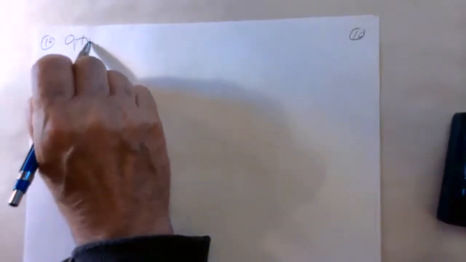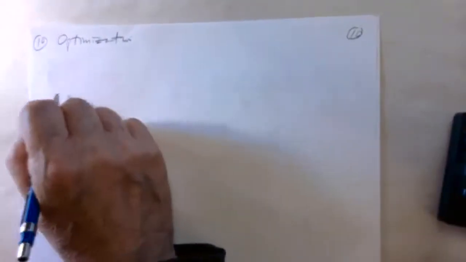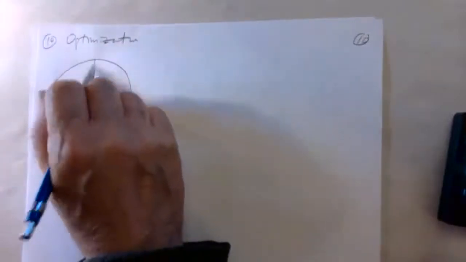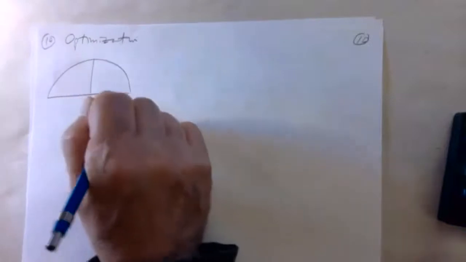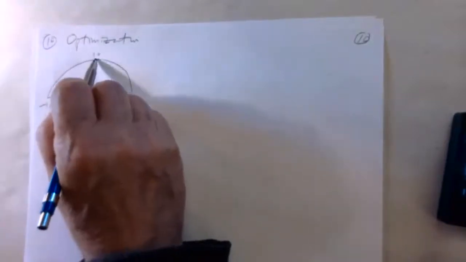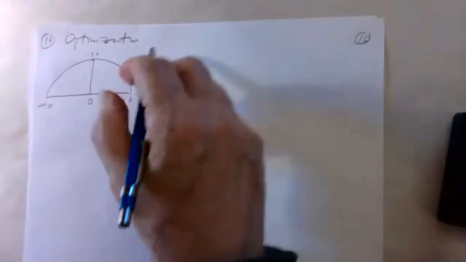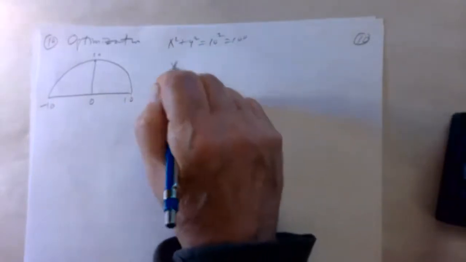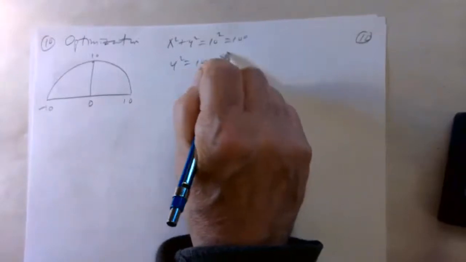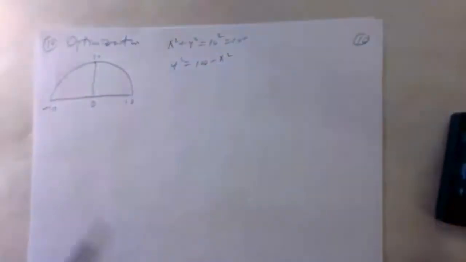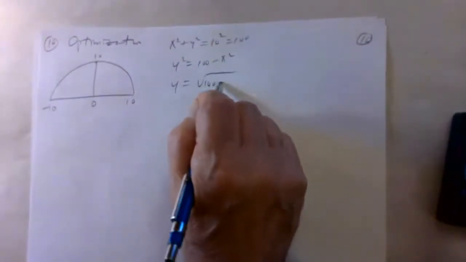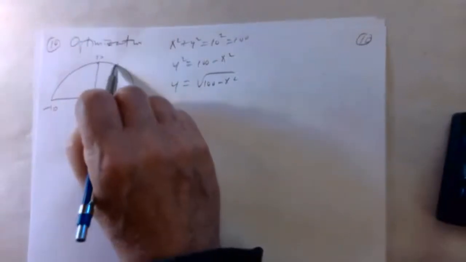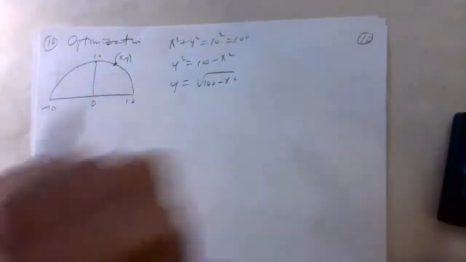So problem 10, this is an optimization problem. Find the dimensions of the largest rectangle that can be inscribed in a semicircle of radius 10. So this is the semicircle of radius 10. The circle of radius 10 is x squared plus y squared equals 10 squared, or 100, or y squared equals 100 minus x squared. We're taking the semicircle in the upper half plane. Y is the square root of 100 minus x squared. So for any point on the circle, x, y, this is what y is equal to.